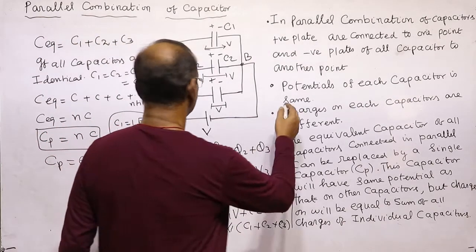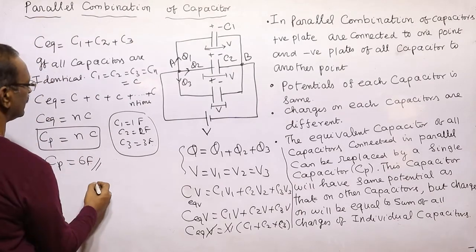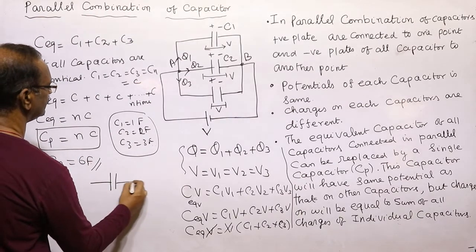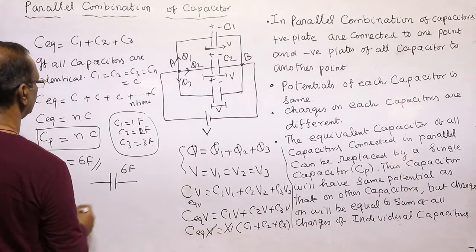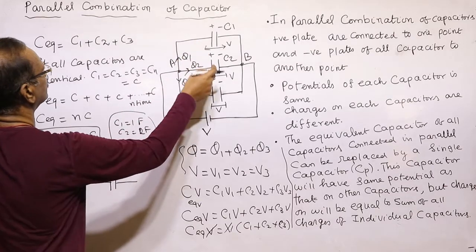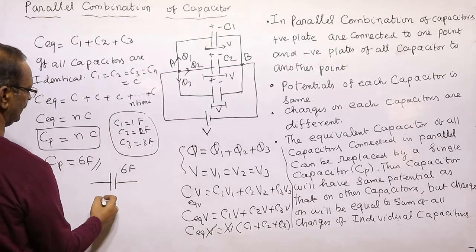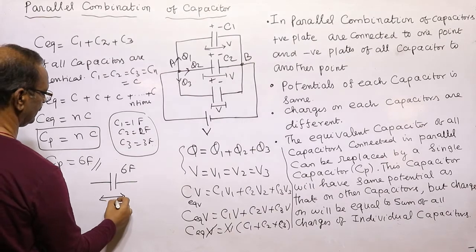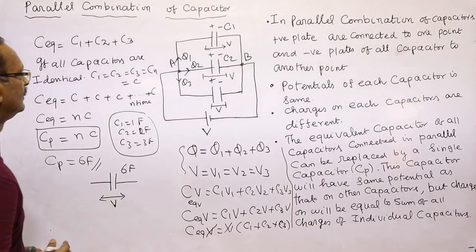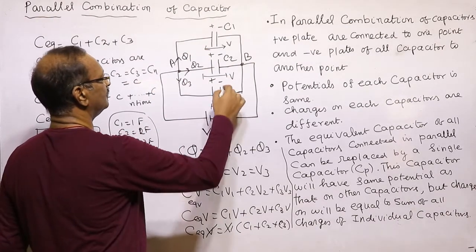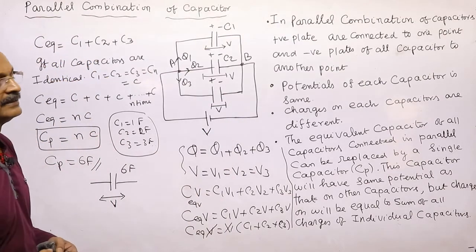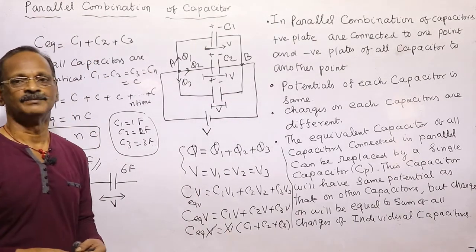And this point: the potential of each capacitor is the same. It means this can be converted to a single 6 farad capacitor. If there are 3 capacitors, the potential across each will be the same, but the charges on individual capacitors will be different. That we can see by an example.